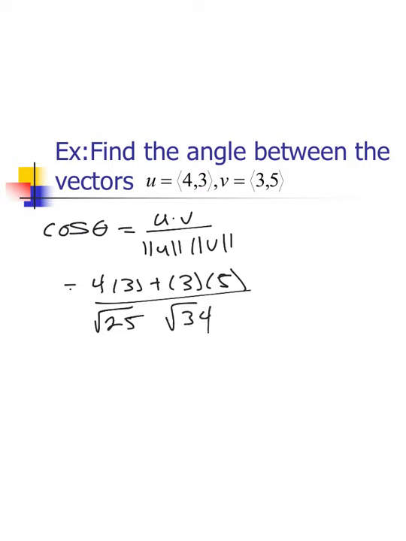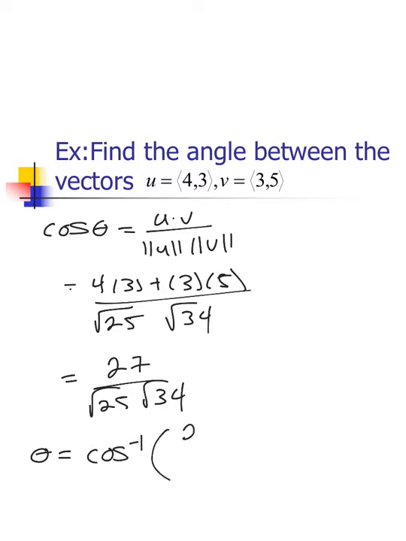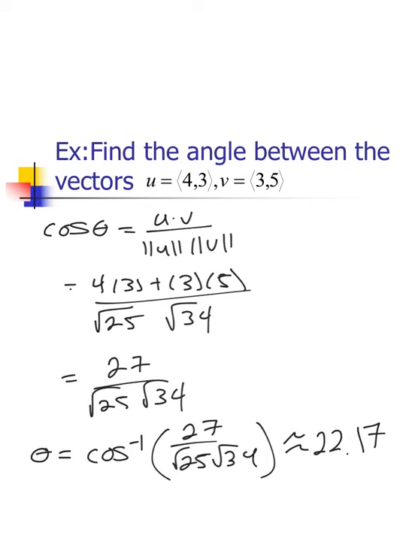I'm going to go ahead and simplify my numerator. So we get 27 divided by the square root of 25 times the square root of 34. And then my last step to finish solving for my angle is to take the cosine inverse of that. And we have 27 over radical 25 times radical 34. And we end up getting approximately 22.17 as our angle.